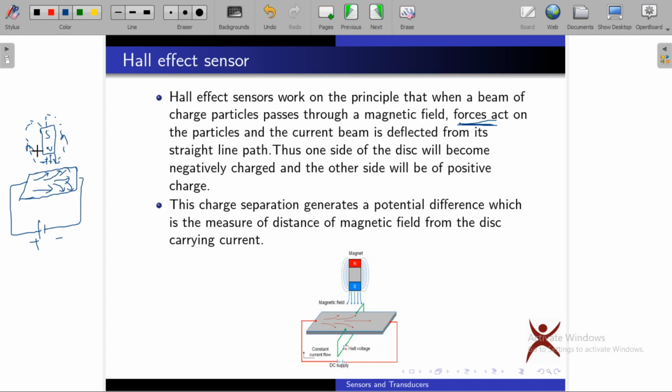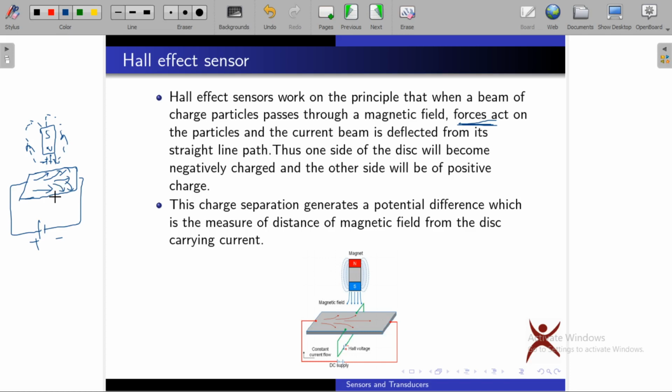So when you place a magnet upon this disk, because of magnetic lines of forces, these charged particles will get deviated from their straight line path. When these charged particles deviate from the straight line, then potential difference will be created across the disk.